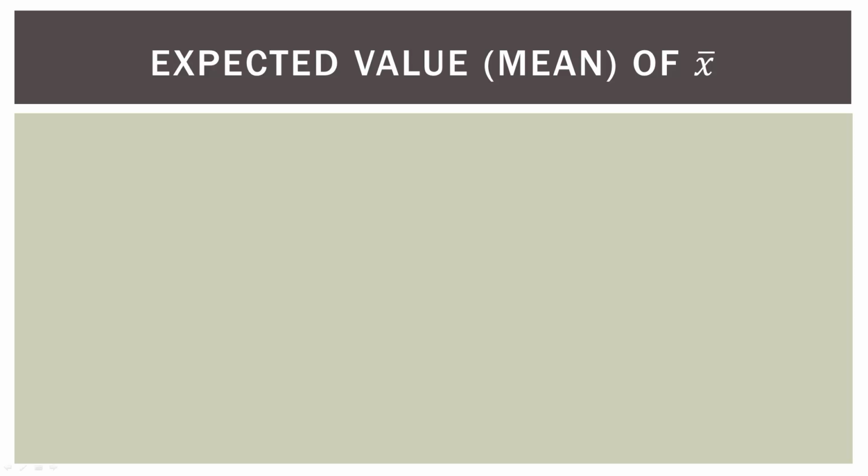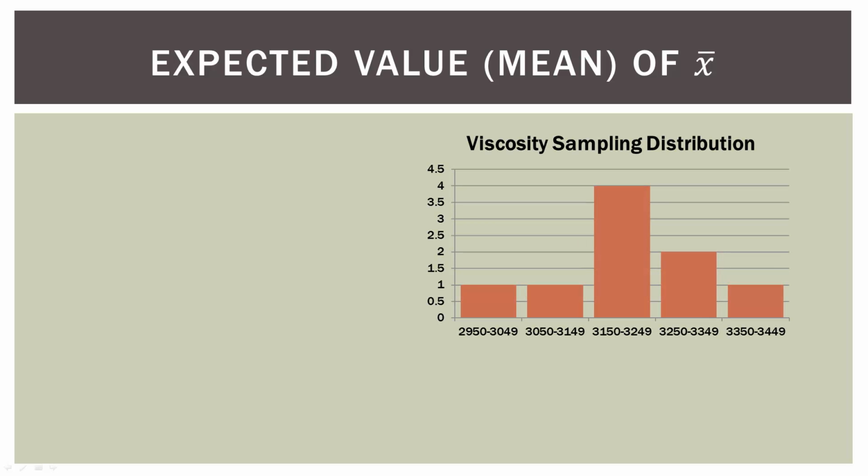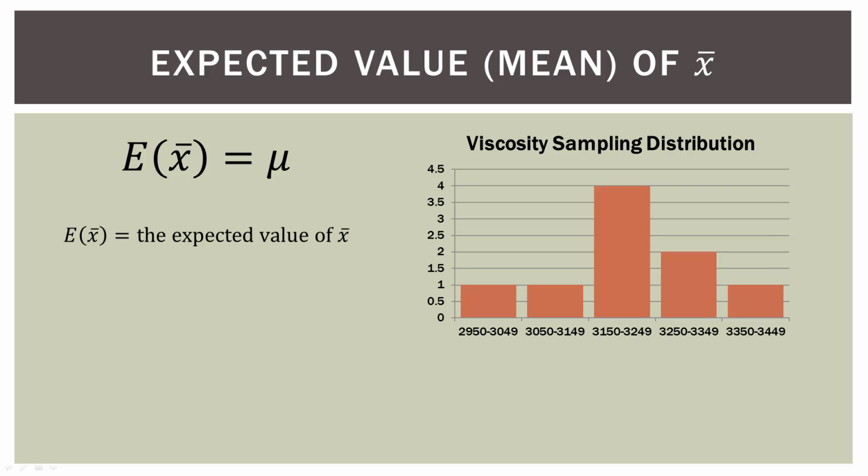So the expected value, or the mean, of the sampling distributions. So here is our chart from our previous slide. Now the expected value of our sampling mean, our sampling distribution mean, is equal to the population mean. So if you look over here on the right, that's what we're going off of. So the expected value of X bar, which is our sampling distribution, should be equal to the population mean.